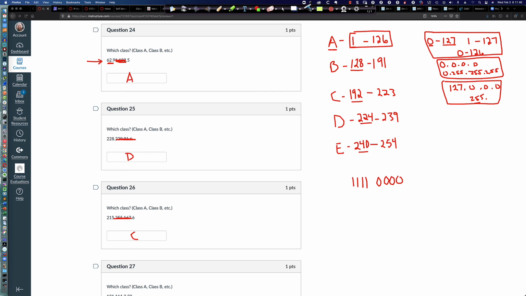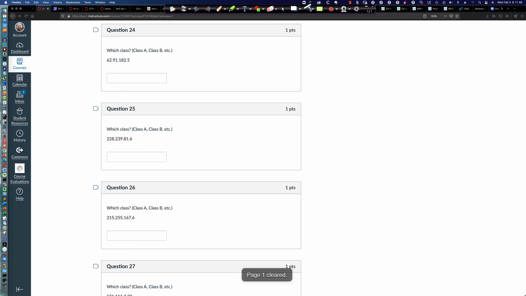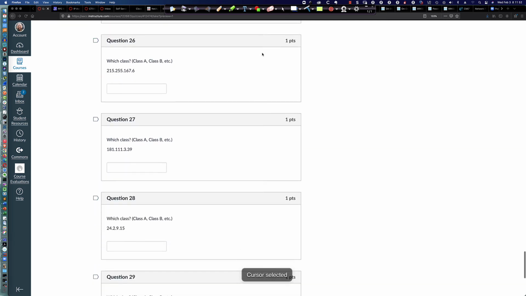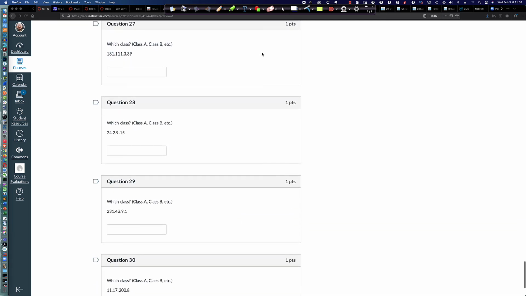And so now let's clear the whole screen here, and let's see if we can do the rest of these without the aid of our chart. The last 3, 27, 28, 29, and 30. So here we go. 181. Well, we know that's less than 192, which was where my Class Cs would start, so that would be a B. 24, that's less than 126. We know that's going to be a Class A. 231, that gets a little tricky, right? Because where was that cutoff range?